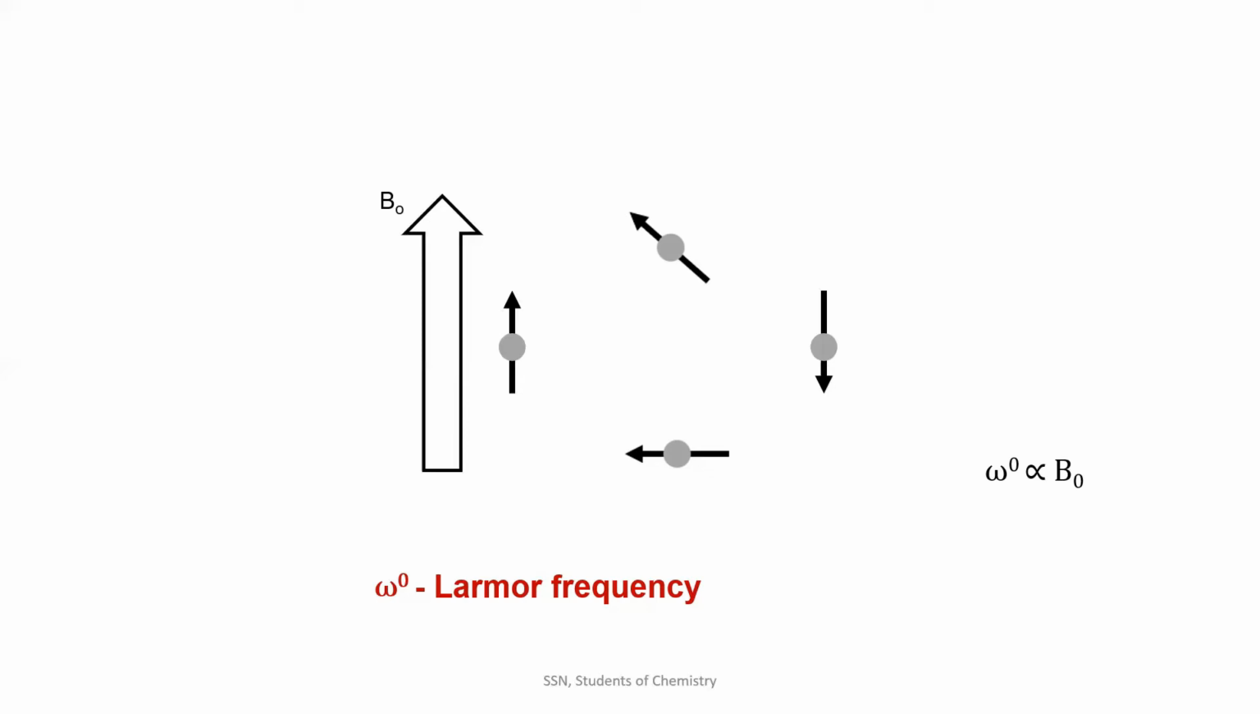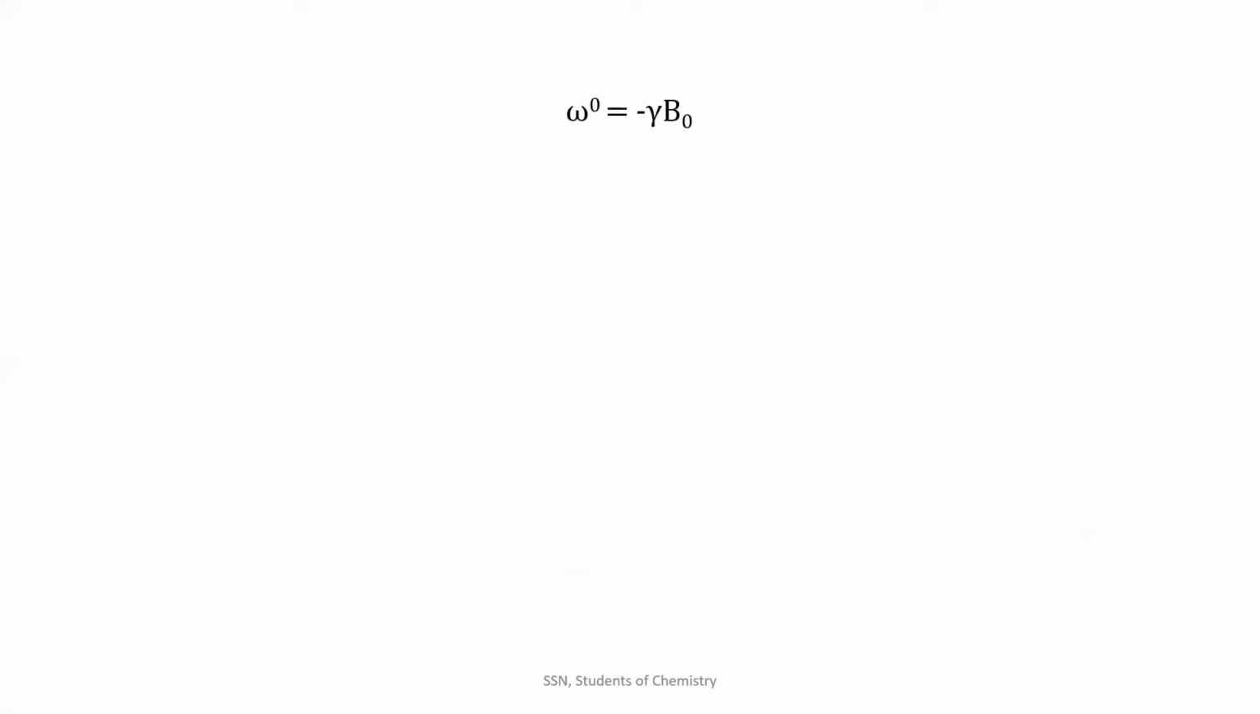I'm going to remove this proportionality by introducing a proportionality constant. Here it is minus gamma B naught. This Larmor frequency is sign dependent. It is very sensitive to signs. So if omega naught is minus gamma B naught, and if my gamma value is positive, my omega naught will be negative, right? Because omega naught is equal to minus gamma B naught. Gamma is positive, then my omega naught is negative.